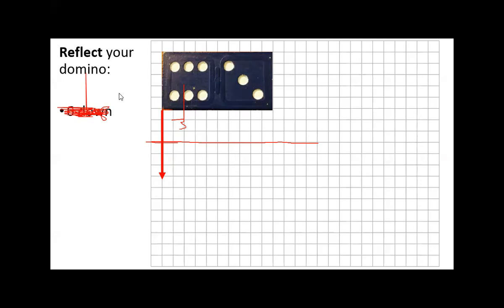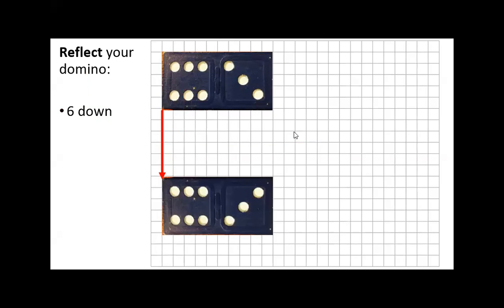Cool. So everyone has that sketch then. If you've reflected your domino, it should look something like this. Pay particular note to the odd things that happen there, specifically like the 3 here. It should be going a different way. Your domino should not be an exact copy and paste. It should be a true reflection.